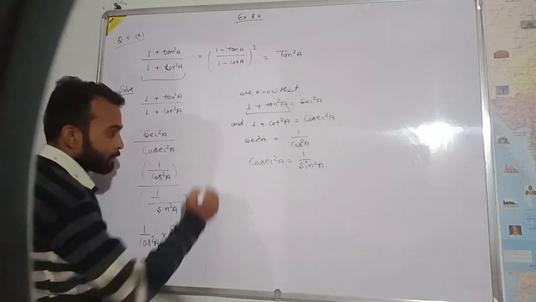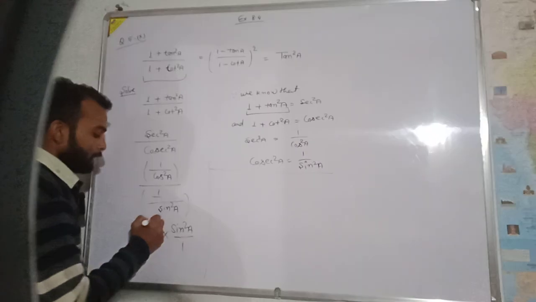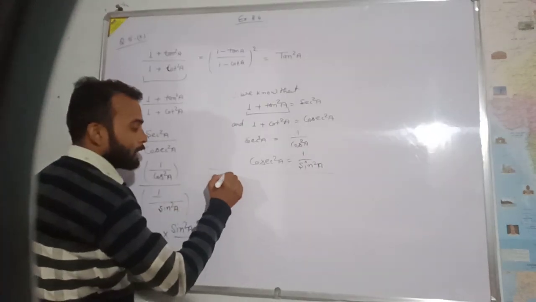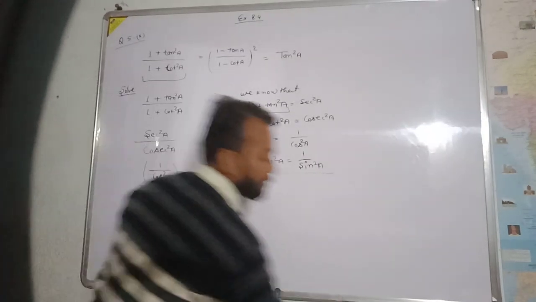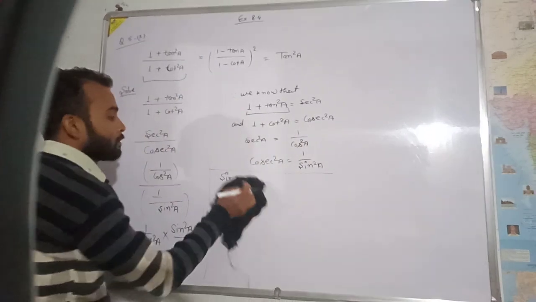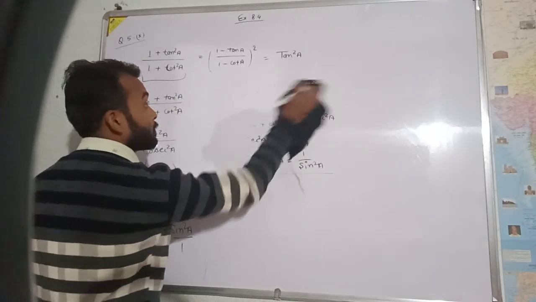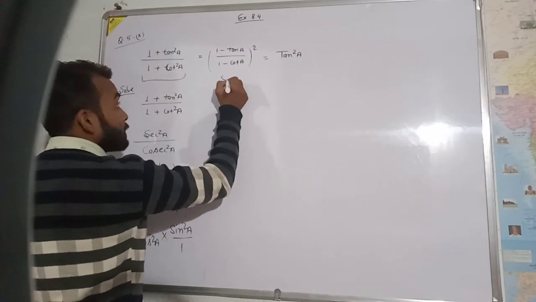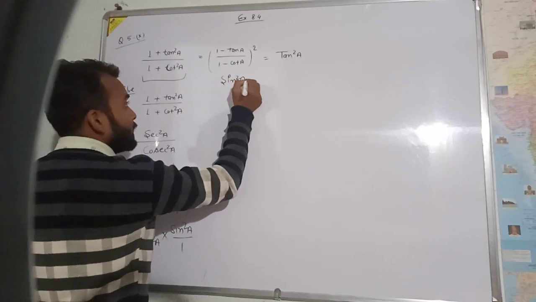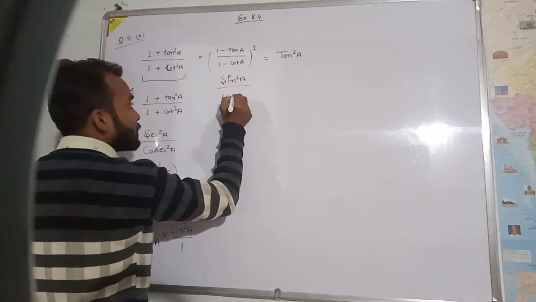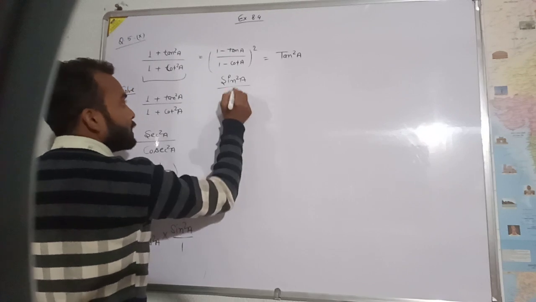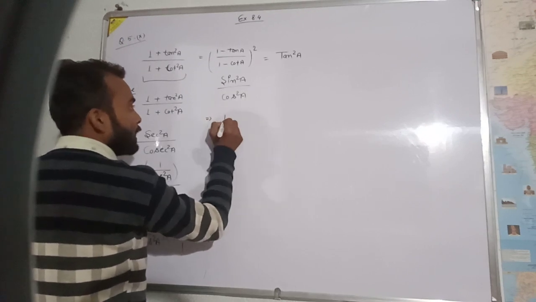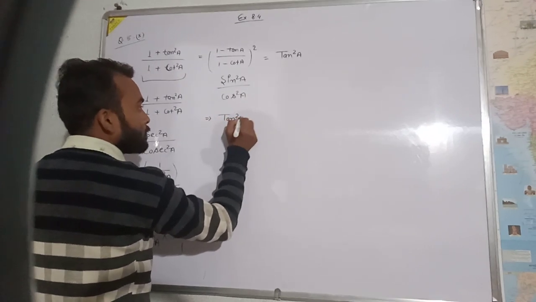Again, this will be sin square A upon cos square A. This is equal to tan square A. Clear?